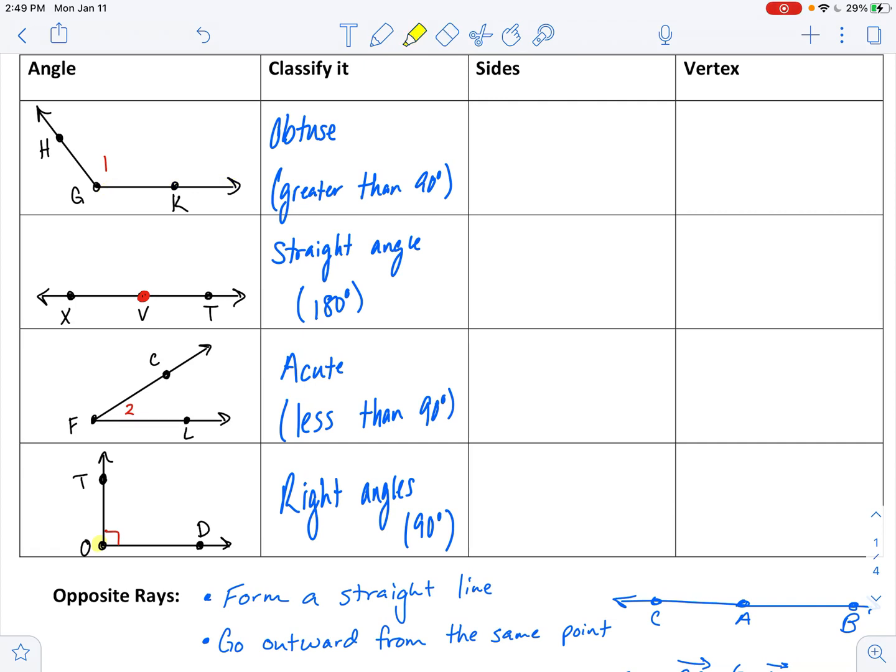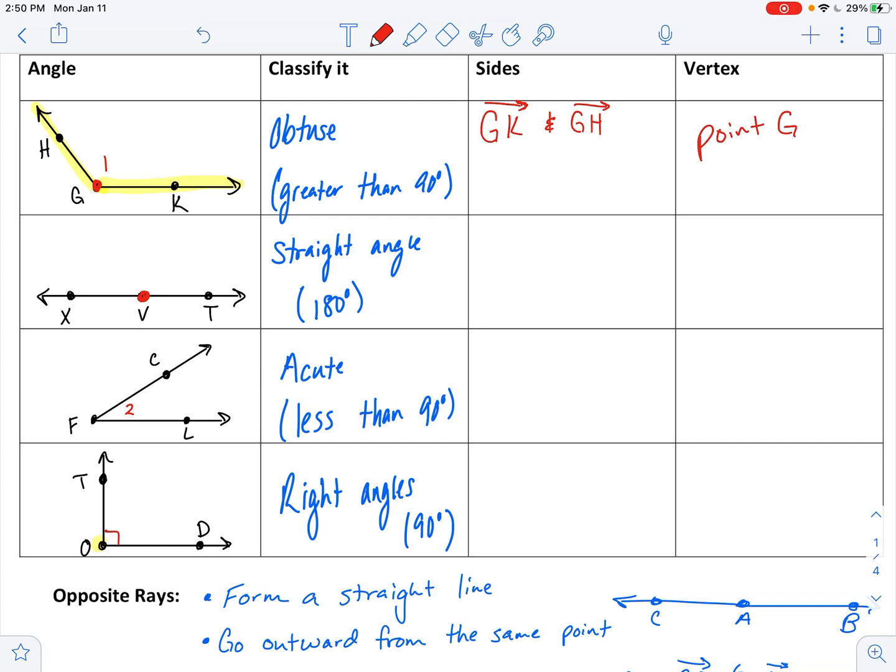Well, we start off with two rays. Here's one of them, GK, and GH. Those are the two rays that make up the sides of that angle. We also have a vertex. That vertex is like our pivot point around which we can open or close the angle. So that vertex is point G in this case, and it's very important to identify that vertex for when we name our angles.